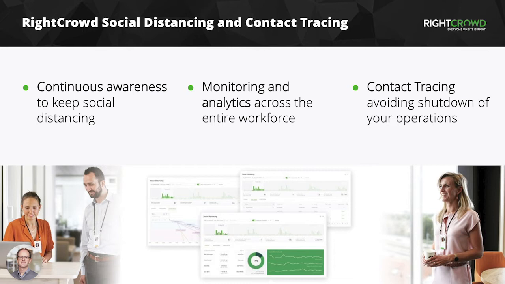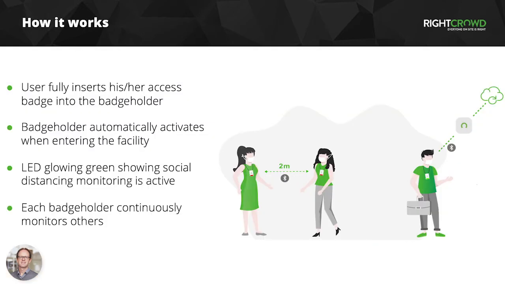So let's now look at how the solution actually works. And we will start with a description from an end user perspective. So if I'm an employee of a large organization that is using RightCrowd social distancing and contact tracing, how would that work? I arrive at work in the morning, could be an office environment, could be a factory. I arrive and either I already have my digital badge holder or I pick one up at reception. And the only action that is required from me as an end user is taking my existing access badge, the badge I used to get into the building, and simply slip it into the badge holder. That's it. It's as simple as that.